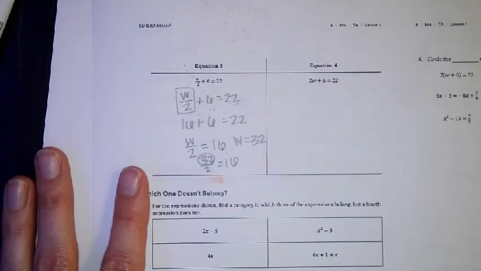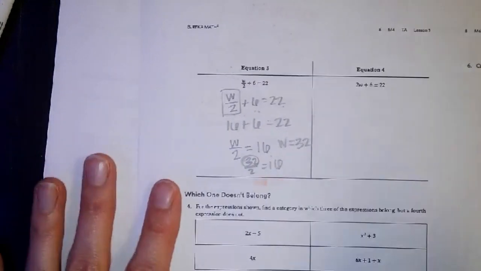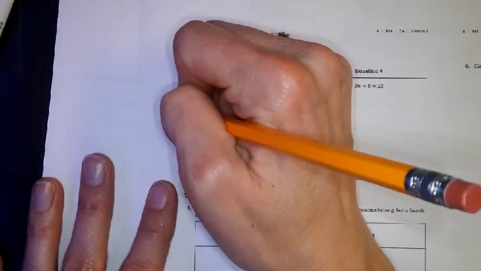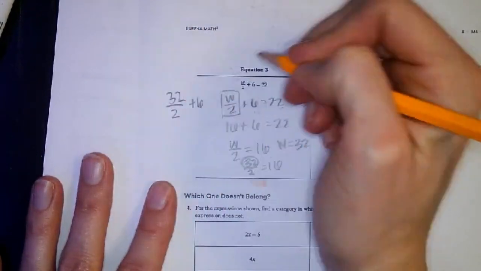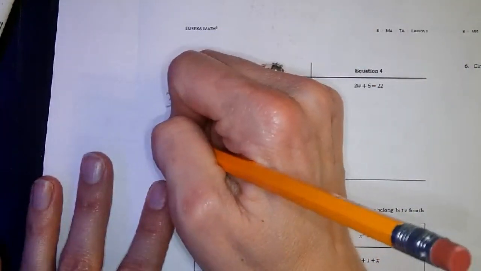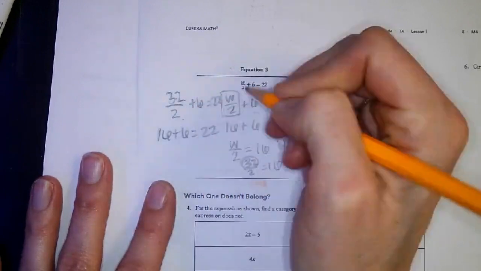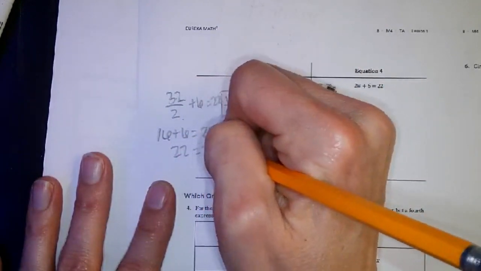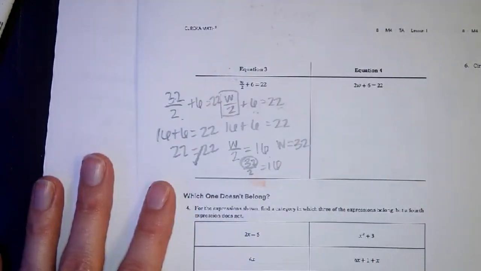Let's put that back into the equation and see if it works. 32 divided by 2 plus 6 equals 22. Well, 32 divided by 2 is 16, plus 6 equals 22. 22 equals 22. Then we got it right. So let's keep going.